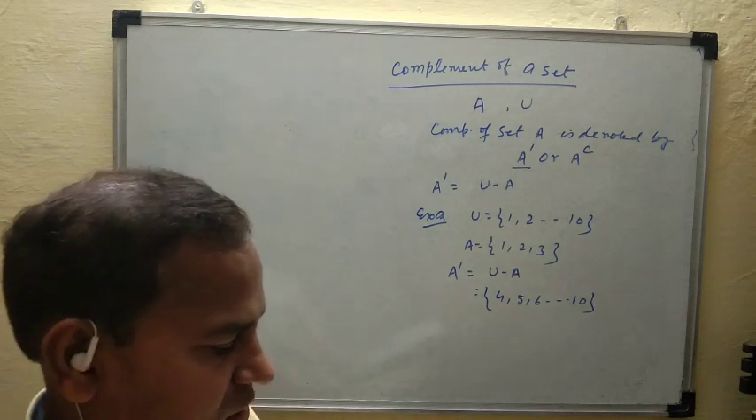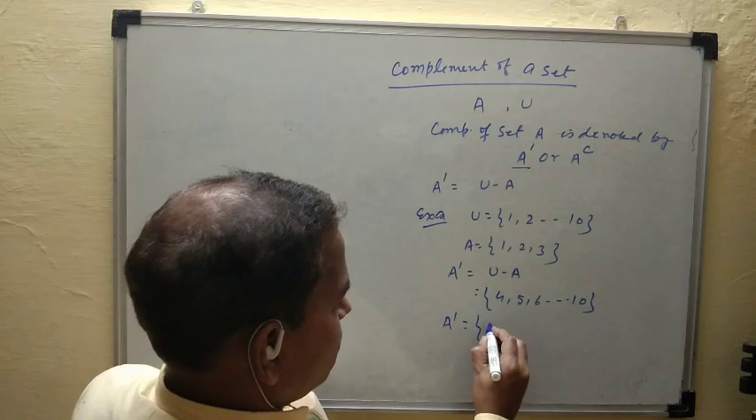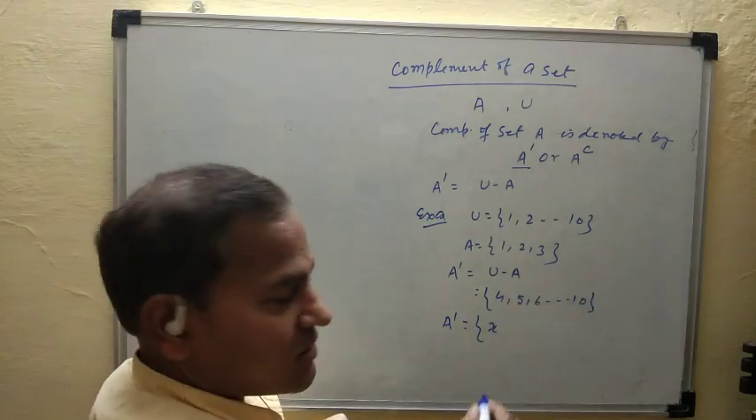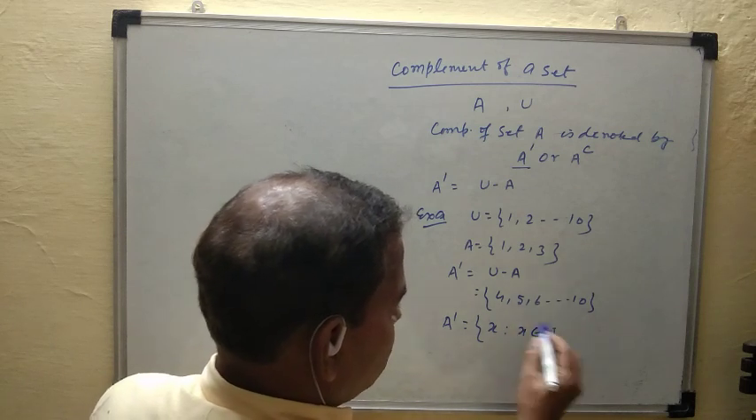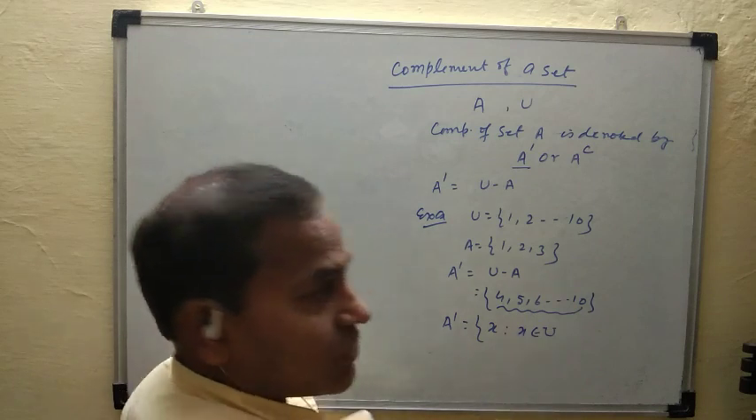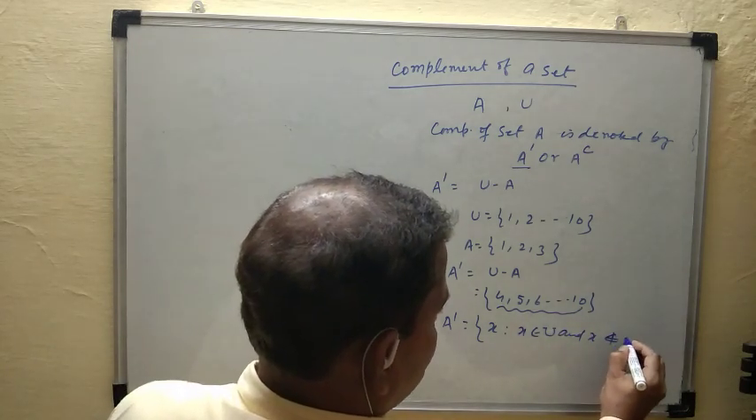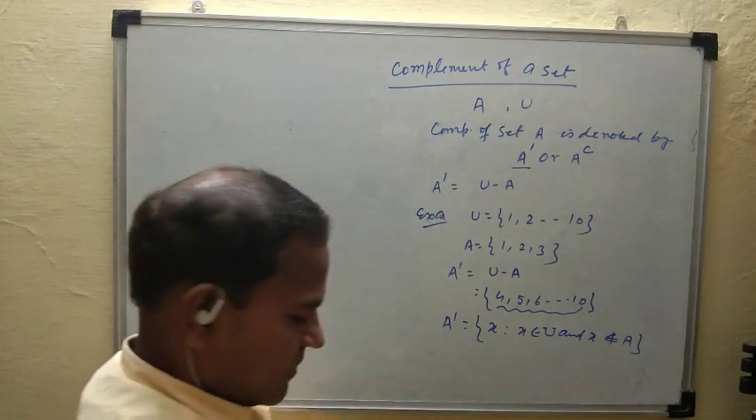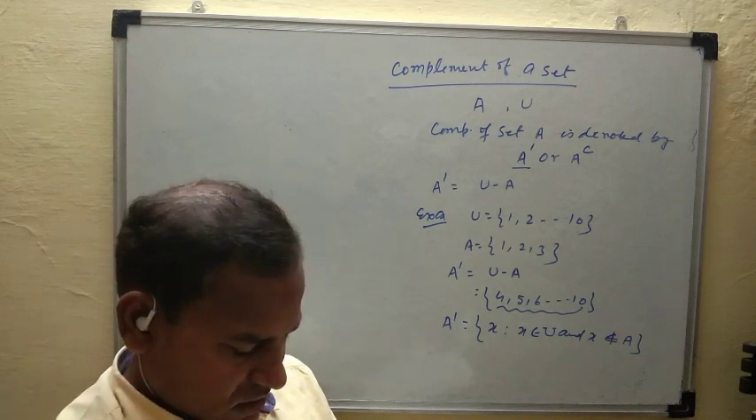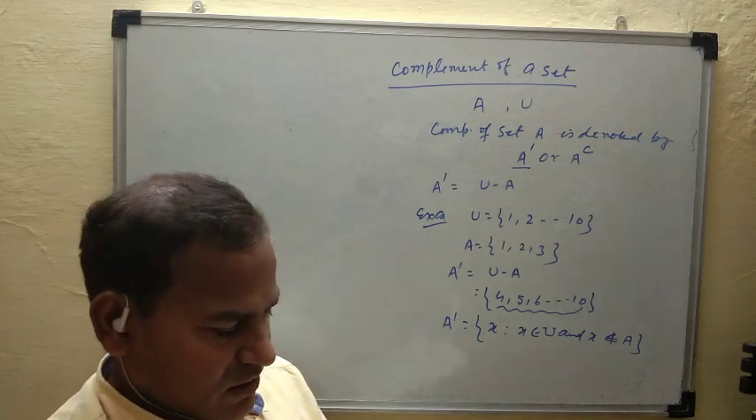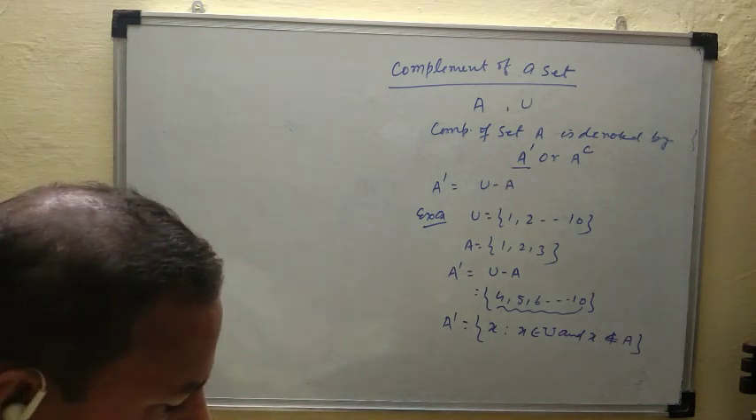So the complement of set A can also be written as: the complement of set A is equal to all elements x such that x belongs to U, these are the elements of U, and x does not belong to A. The elements of A complement will not belong to A. Okay, so this is the complement of a set. Definition clear.